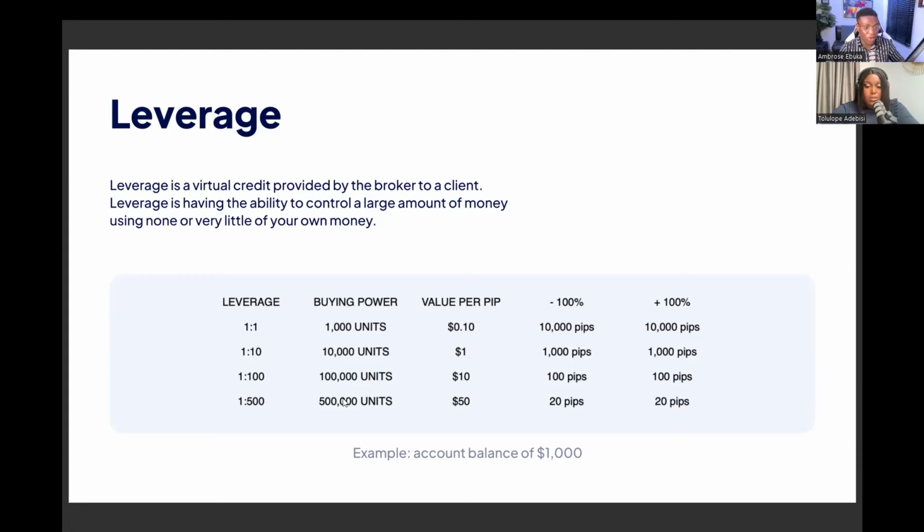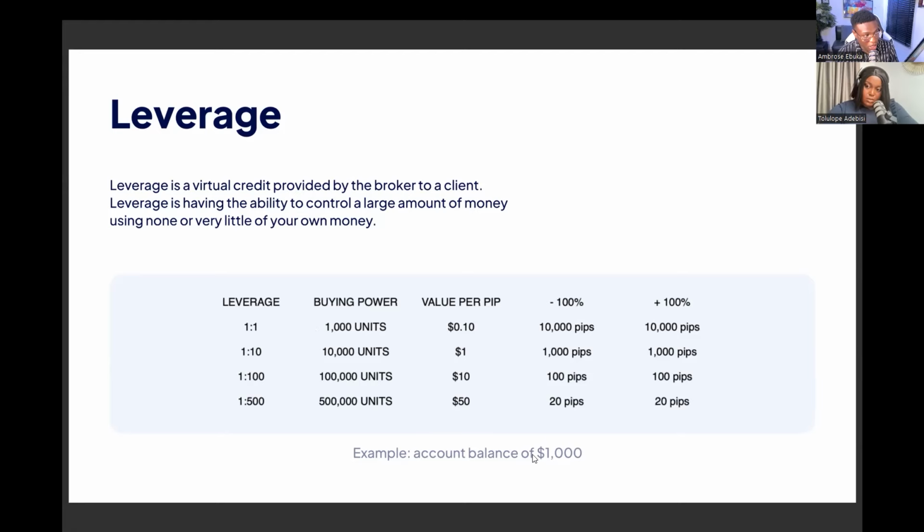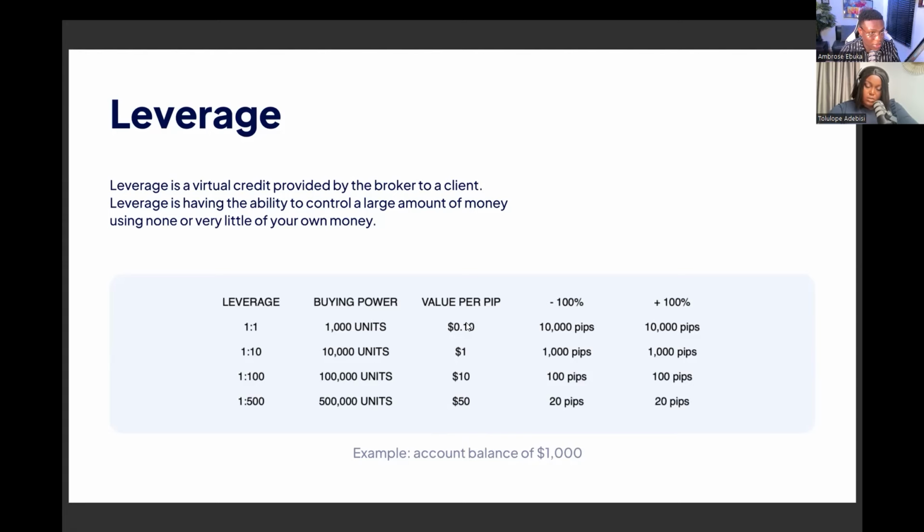Now, with leverage, you can use a $1,000 account and place the same trades that someone with $10,000 would place if they were using one-to-one leverage. Without leverage, your $1,000 would give you only 1,000 units. Every $1,000 is 1,000 units of buying power. And remember, for 1,000 units, the value per pip is how much? 10 cents. The micro lot, 1,000 units.